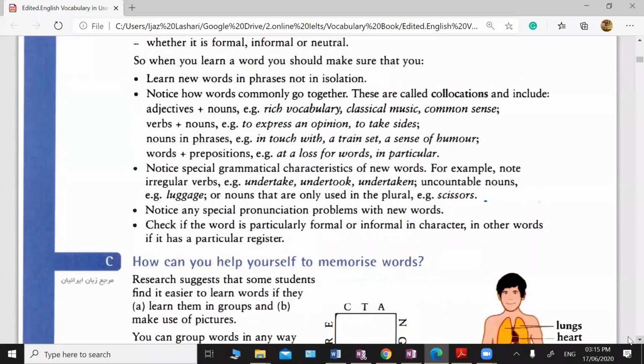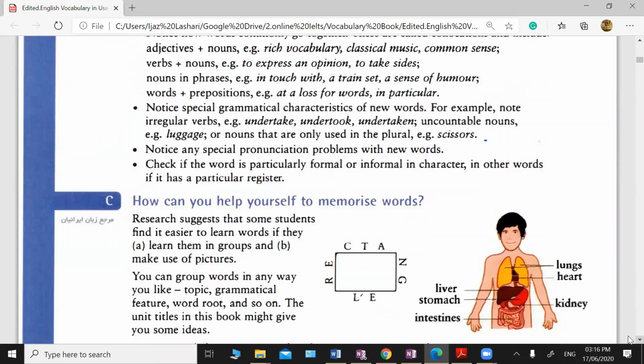When we say collocations, it means we should use words with other words, words which are commonly used together. For example, adjectives plus noun, verb plus noun, noun in a phrase, word plus prepositions. Then we should also notice whether the word is used as a regular or irregular verb, whether it's a collective noun or used as a plural, and what its pronunciation is. Is there any problem with its pronunciation?